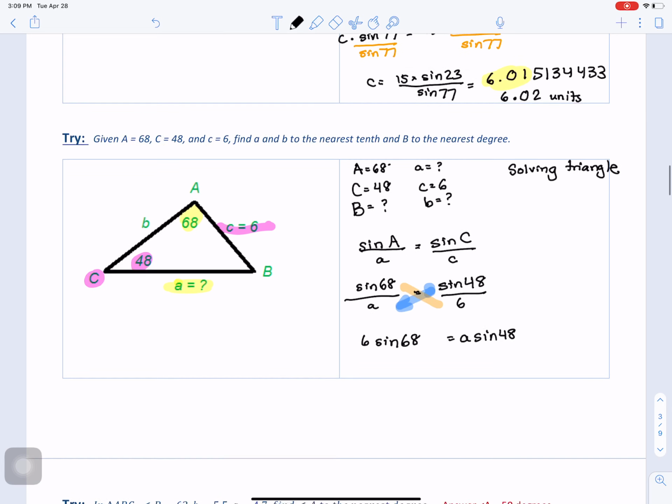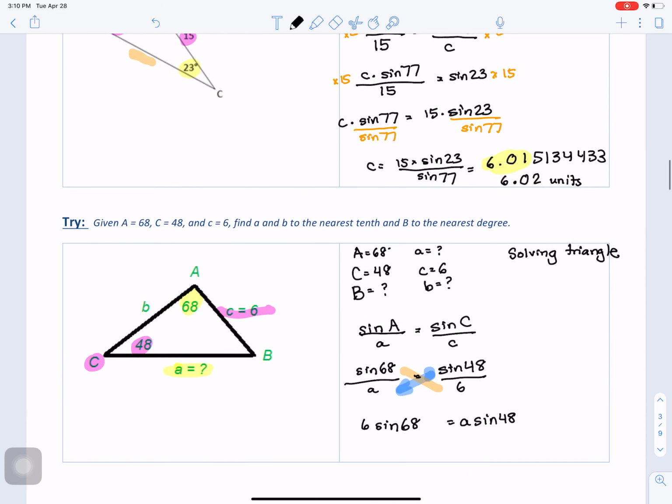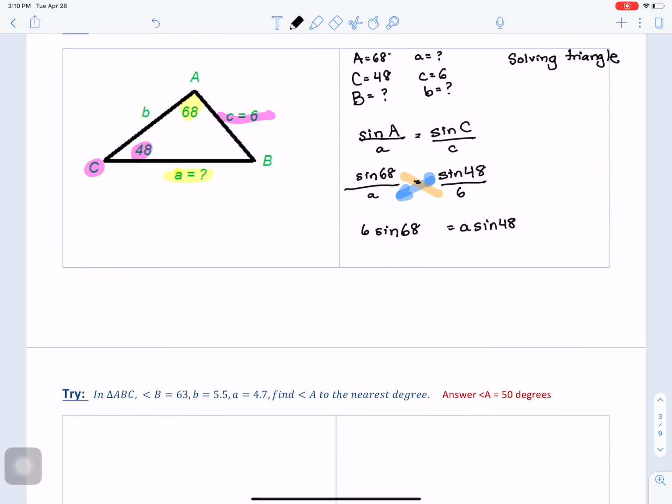That's equivalent to my step above where I multiplied both sides by the one denominator and multiplied both sides by the other denominator. I want to isolate for the little a, so I'm going to divide both sides by sine 48. So I solve that little a is equal to 6 sine 68 divided by sine 48. And let's work that out. 6 sine 68 divided by sine 48.